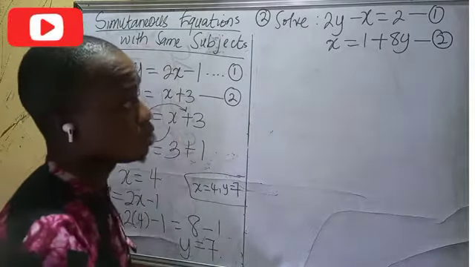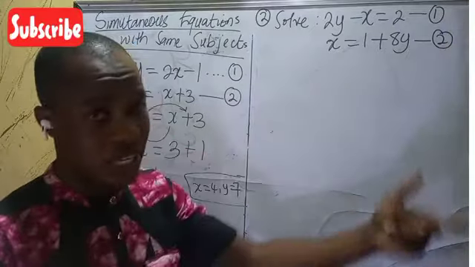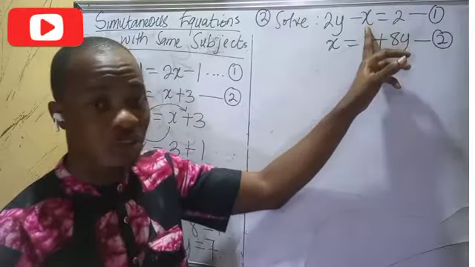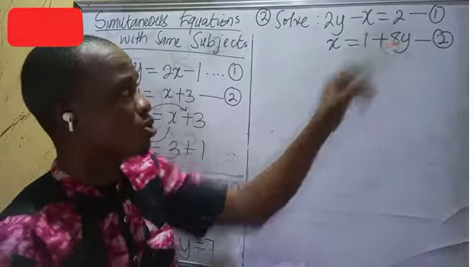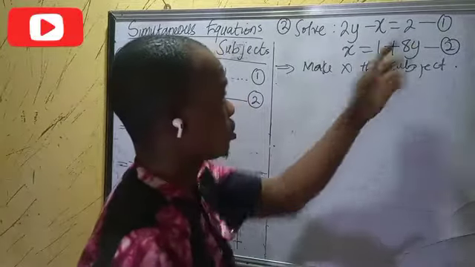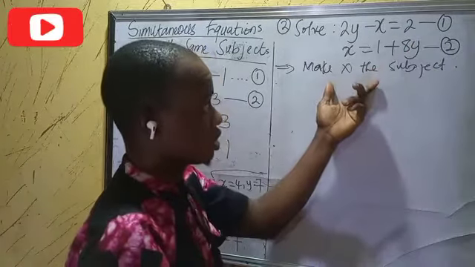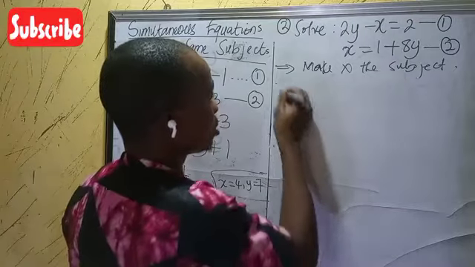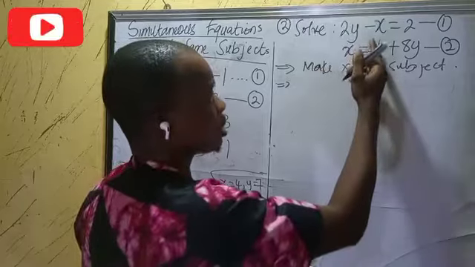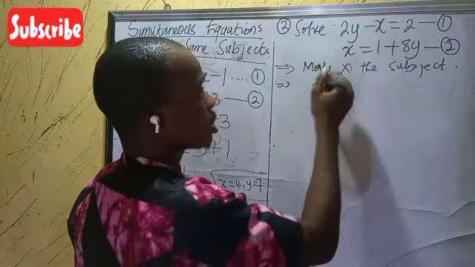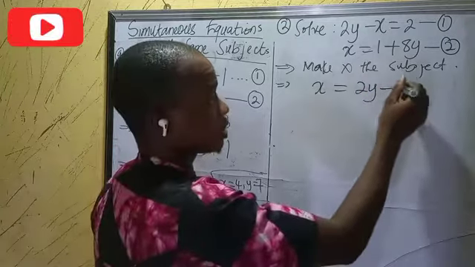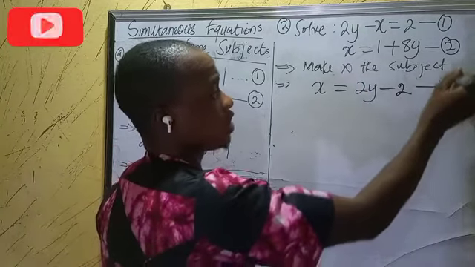So what can we quickly do? We can manipulate and rewrite this equation 1 in such a way that we have this x as the subject. We make x the subject of the formula, that is from 1 here. So if you want to make x the subject of the formula, if this one is going that way, this one will be coming this way. We have 2y minus 2. So we have a new equation 1.